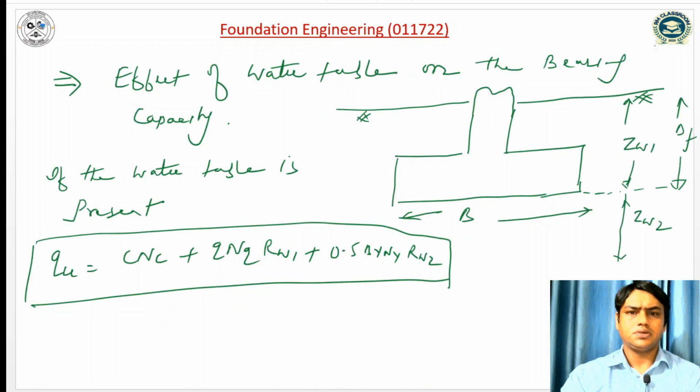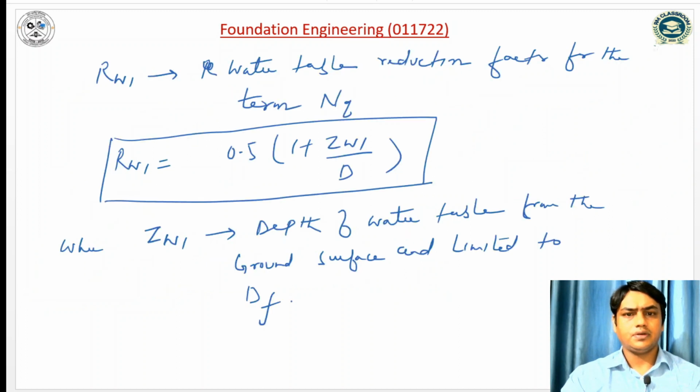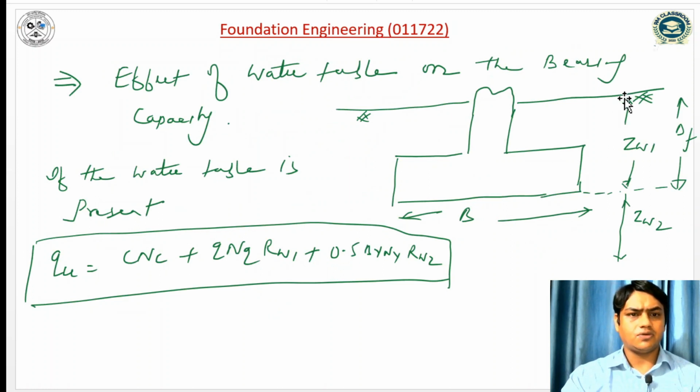So these are the two reduction factors we apply in the bearing capacity. The first one is Rw1 in the term N_Q and Rw2 in the term N gamma, where Rw1 is 0.5 into 1 plus ZW1 divided by DF. Here we can write ZW1 divided by DF, and this value is measured from the ground surface, limited to the base of the footing or depth of the footing.